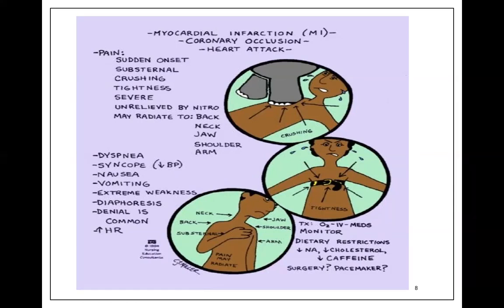The other things that you could see is shortness of breath. They may be dizzy. They may also have fainted or lost consciousness. So the blood pressure could drop. Sometimes you see nausea, vomiting, weakness, diaphoresis. You might have the heart rate go up. So again, all of these kinds of things could be going on with an MI.